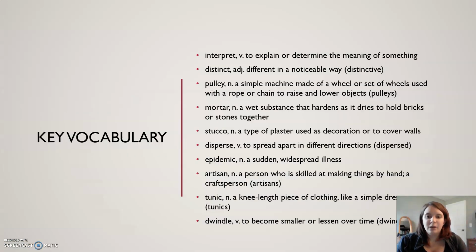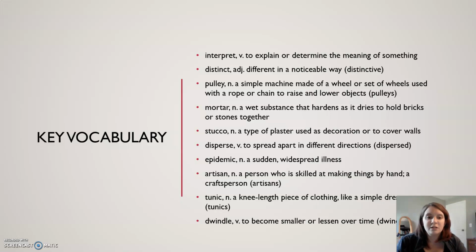Our key vocabulary is interpret, to explain or determine the meaning of something; distinct, different in a noticeable way; a pulley, a simple machine made of a wheel or set of wheels used with a rope or chain to raise and lower objects; mortar, a wet substance that hardens as it dries to hold bricks or stones together; stucco, a type of plaster used as a decoration or to cover walls.